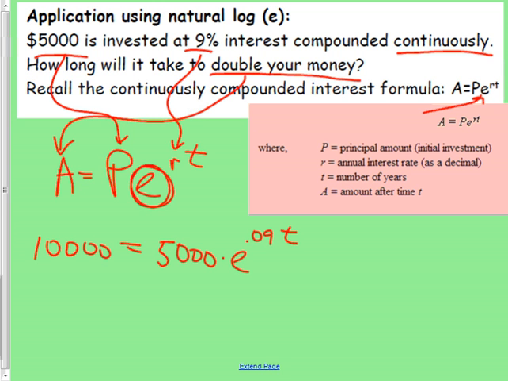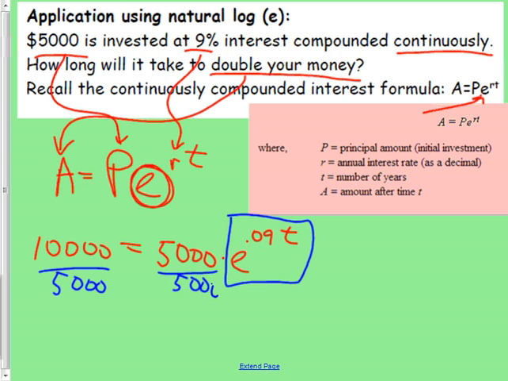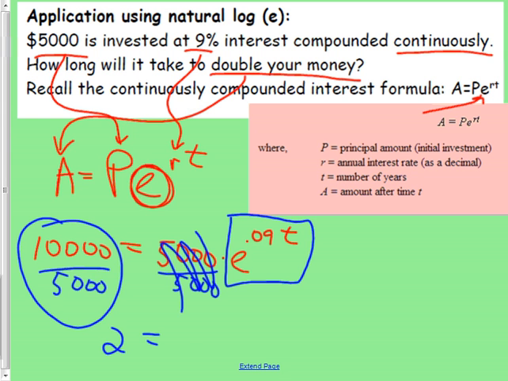That's easy. Okay, now you've got to get the clump alone. That's the clump. You have to get it alone. So what do we do? Divide by 5,000. If you think about that, this makes this nice and easy. What's 10,000 divided by 5,000? 2. 2 equals e to the 0.09t.